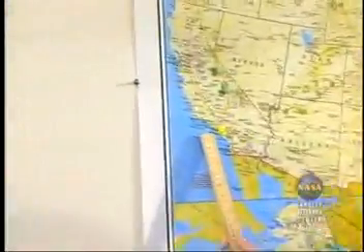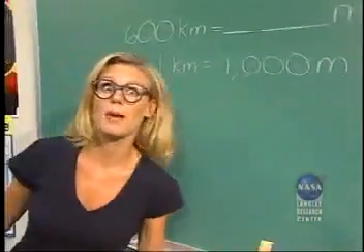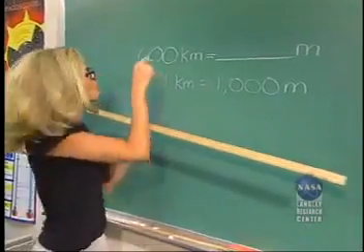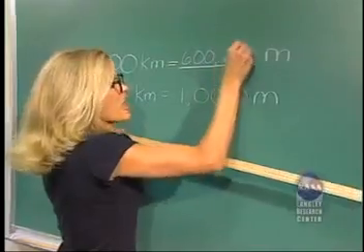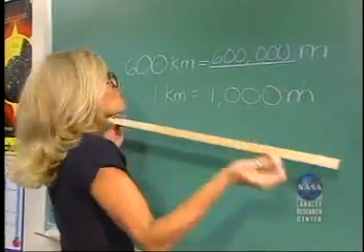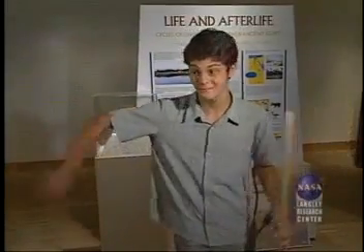Using the metric system, we can easily convert units with some mental math. For example, we know Los Angeles is approximately 600 kilometers from San Francisco. Now, if we want to know that same distance in meters, all we have to do is multiply by 1,000. Why? Because there's 1,000 meters in 1 kilometer. So you multiply 600 times 1,000 and you get 600,000 meters. 600 kilometers is the same as 600,000 meters. The Egyptians would have appreciated the meter stick. It's better than a pharaoh's arm.